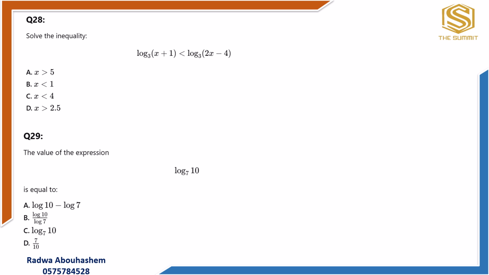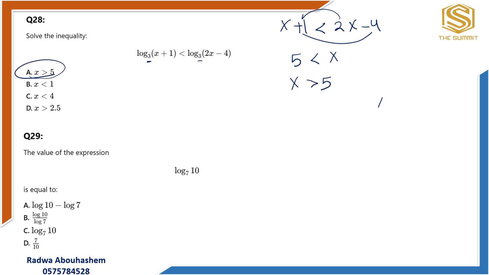We solve the inequality. Let me make sure that we have the same base. Yes, we have the same base, 3 here and 3 here. So this means that x plus 1 is smaller than 2x minus 4. Let's transpose. So here 5 is smaller than 2x minus x, which gives me x. This means that x is greater than 5. The value of the expression log 10 to the base of 7. This means I have to just separate it. I have to start with the log of the value, log 10 over log 7.